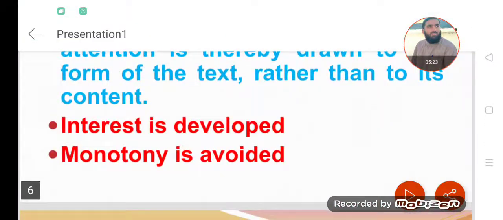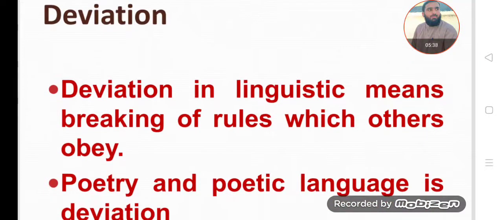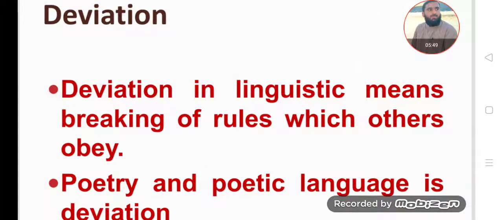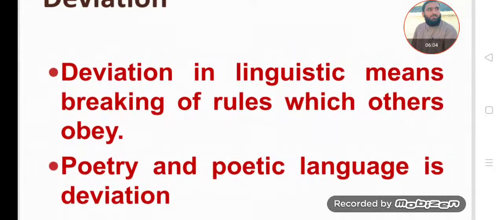Dear students, these are the effects: interest is developed, monotony is avoided, novelty is created, newness is brought by the writer. Deviation in linguistics means breaking of rules which others obey, rules that are read by the experts. So we break the rules, we avoid the rules, in order to bring artistic effects in literary text. Poetry is the best example of deviation, dear students.